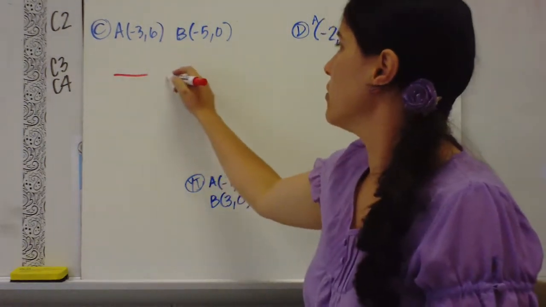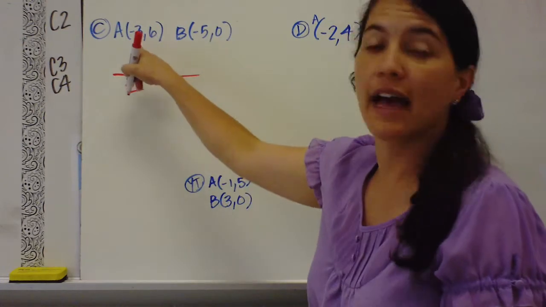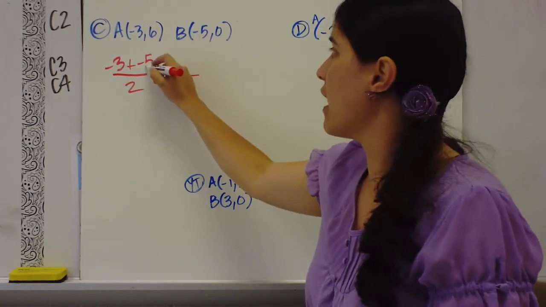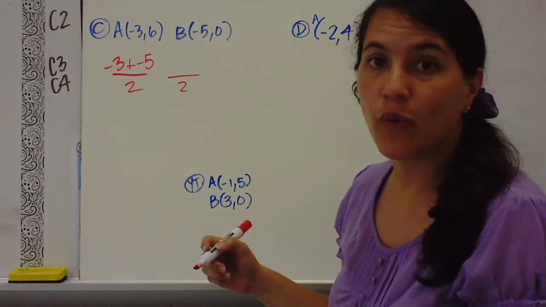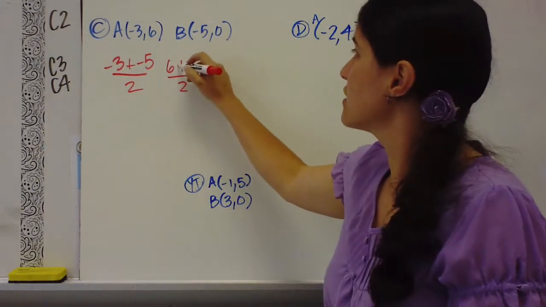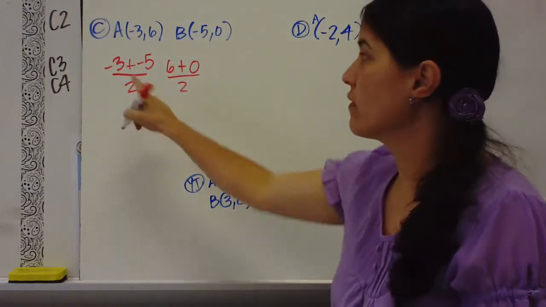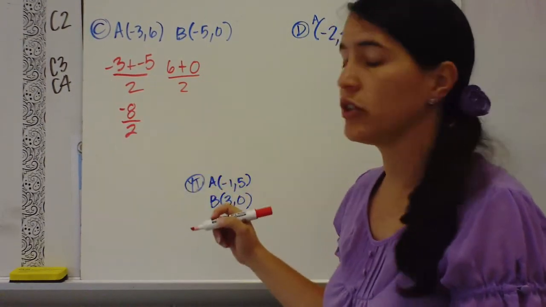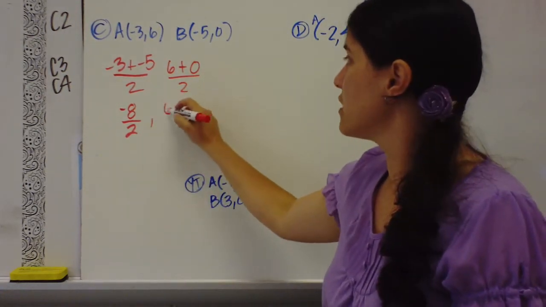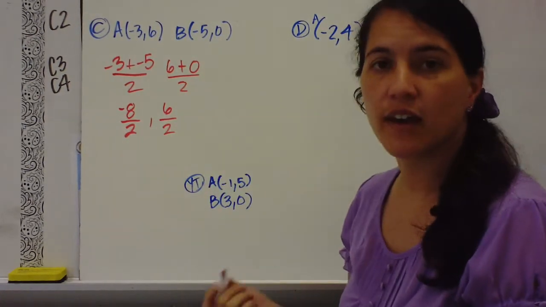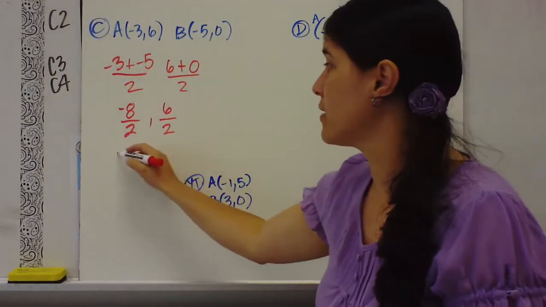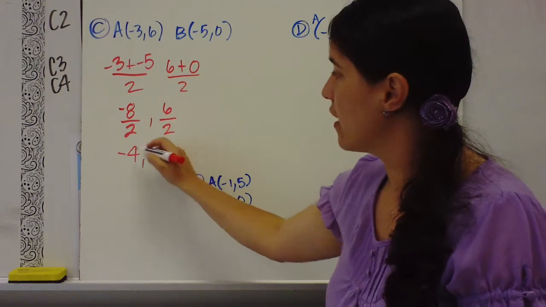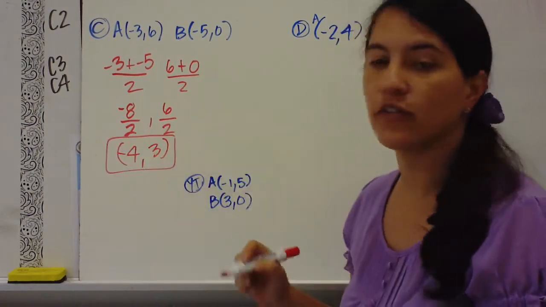So we want to do x plus x, negative 3 plus negative 5. And then we want to do y plus y, 6 plus 0. Negative 3 plus negative 5 is negative 8 over 2. 6 plus 0 is 6 over 2. Now you simplify. Negative 8 divided by 2 is negative 4. 6 divided by 2 is 3. And there you go. There's your answer. Negative 4, 3.